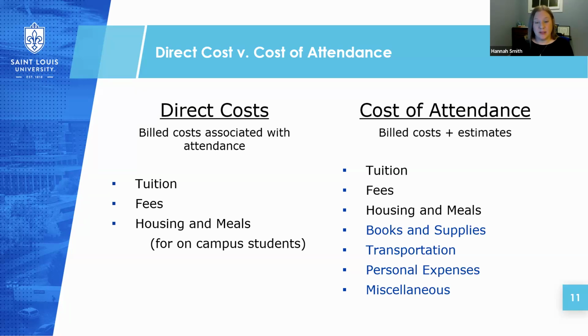So those indirect costs, those estimates that are in blue here, are things that you should be considering at all of the different institutions that your student is looking at. And they're going to be a little bit different based on the type of institution, right? So transportation costs are going to be different for your student if they're planning on staying in Kansas City versus if they're coming to St. Louis or if they're going to California. So the difference of those is going to be important to take into consideration.